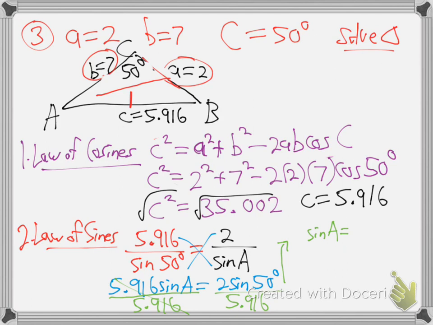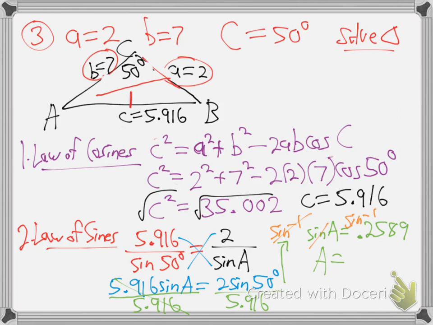Sine of A equals, I have no idea, 2 sine 50 divided by 5.916 is 0.2589. It goes on and on. And then sine inverse on both sides. That's what gets rid of the sine, right? So that we have A. So angle A is sine inverse. Whoops, I just cleared it off my calculator there.